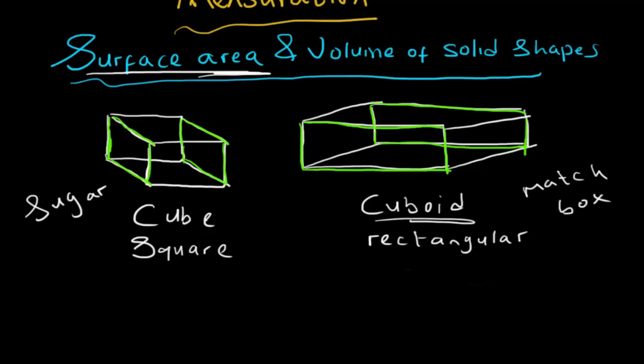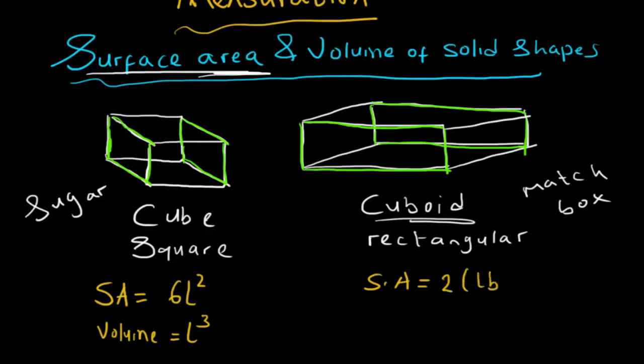So what I will give you is the formula, and then I will tell you how to remember the formula. All right, the surface area, I'm going to represent it as SA, of a cube is actually 6L squared, while the volume of a cube is L cubed. Now, the surface area of a cuboid is actually 2 into bracket length times breadth plus length times height plus breadth times height. Then the volume of a cuboid is actually length times breadth times height.